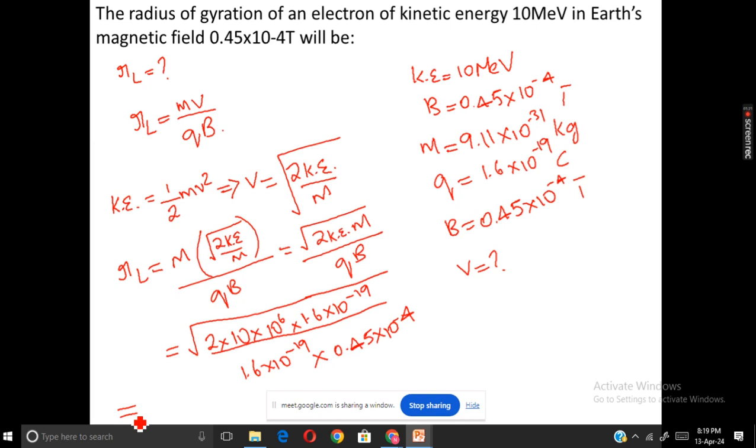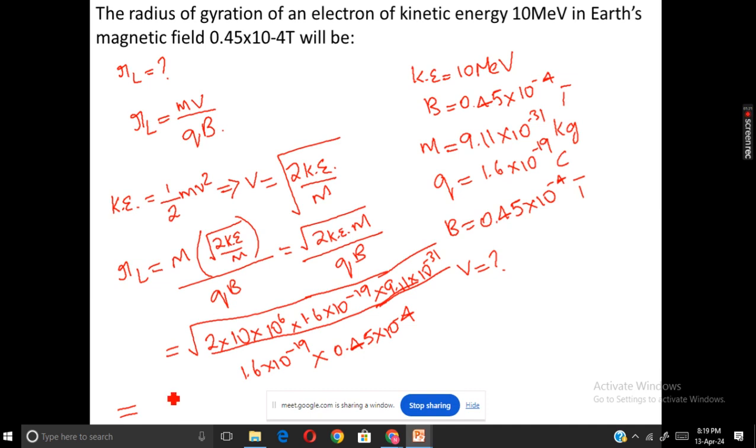Did anyone get an answer? It is 2 kinetic energy into m. So I have only multiplied with kinetic energy. It is 9.11 into 10 raised to minus 30. This mass term will also come. So what will be the value?